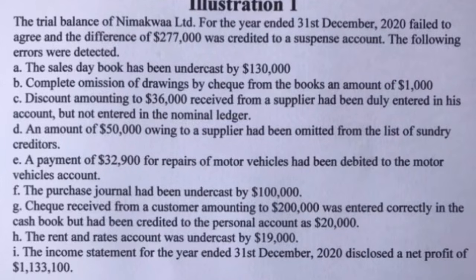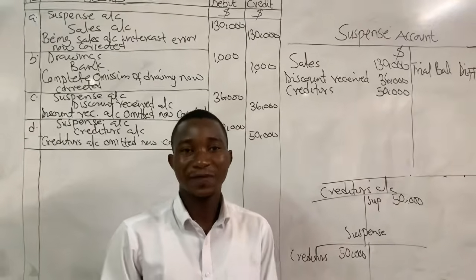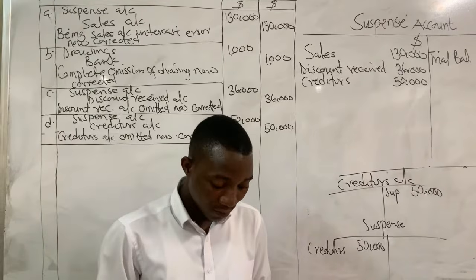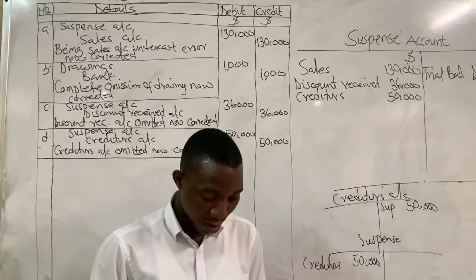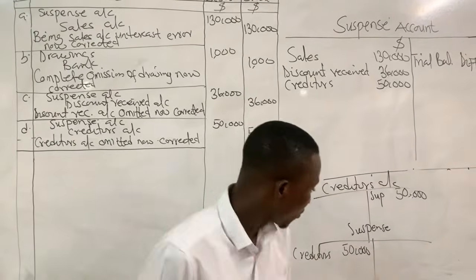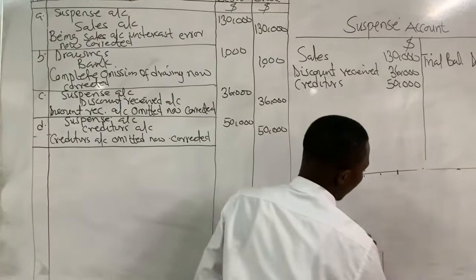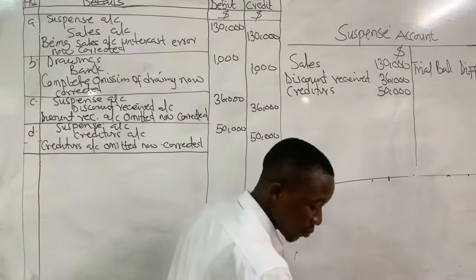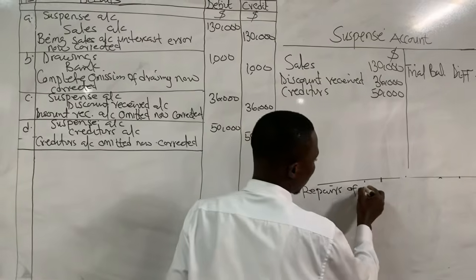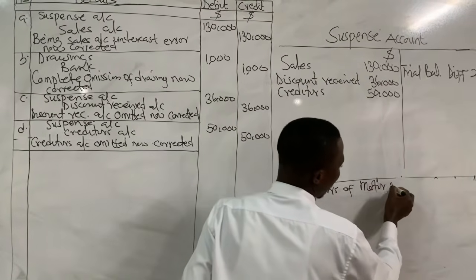A payment of $32,900 for repairs of motor vehicle had been debited to motor vehicle account. Anytime you commit this error in your book, it means that you don't know your accounting principles. Anytime you violate your accounting principle, this error will be committed. You need to know your classifications of accounts. And we have two separate accounts here. We have repairs of motor vehicle.